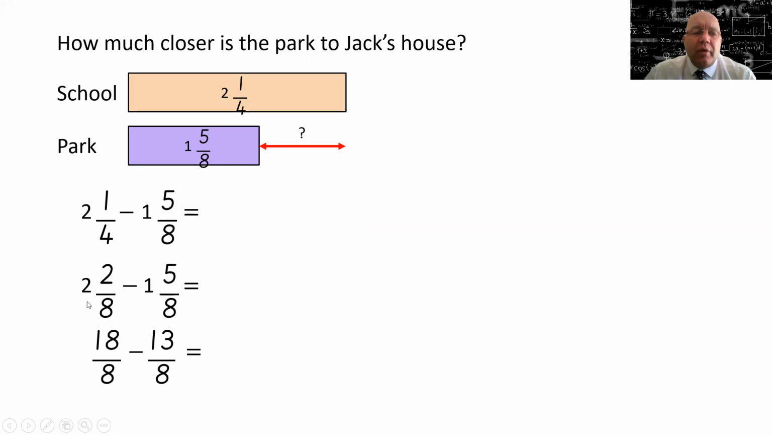So think back to how we create an improper fraction from a mixed number. We multiply the whole by the denominator. So 2 8s are 16. Then we add the numerator. So 2 8s are 16 plus 2 is 18 over 8. The denominators always stay the same. And then 1 5/8 is 1 times 8, which is 8, plus the 5 is 13. So we've got 18 8s, take away 13 8s, which is 5/8. Once you get to that stage, very straightforward. So Jack's house is 5/8 of a kilometre closer to the park than it is to school.